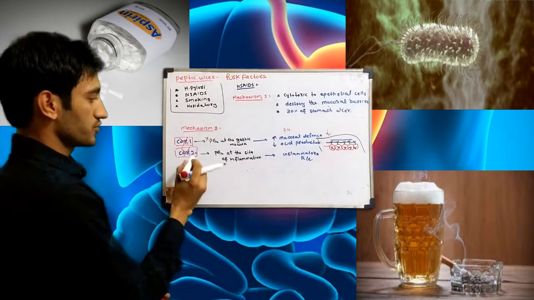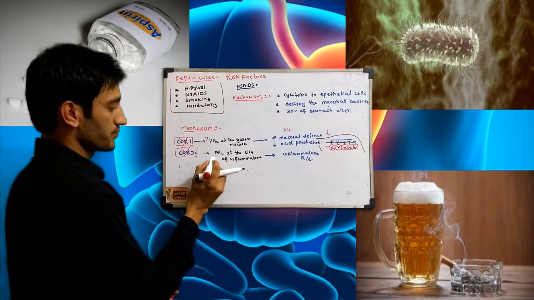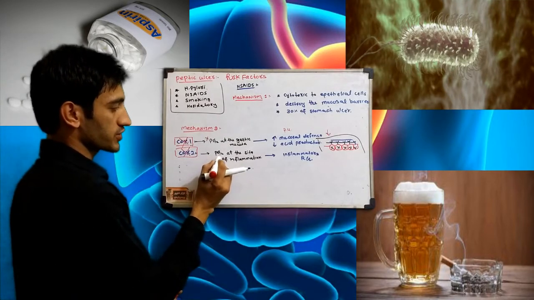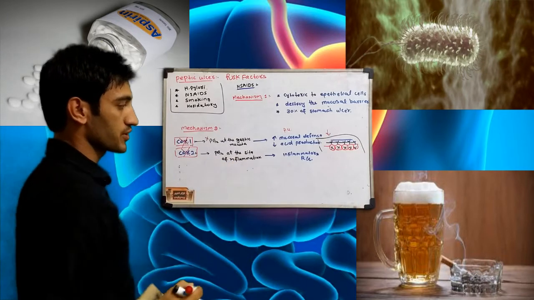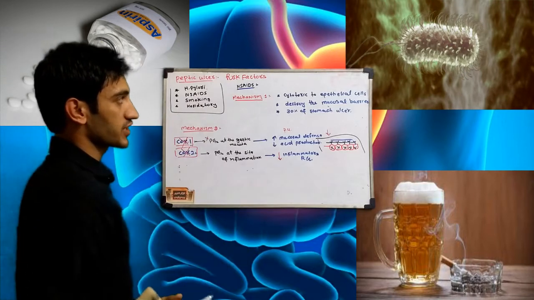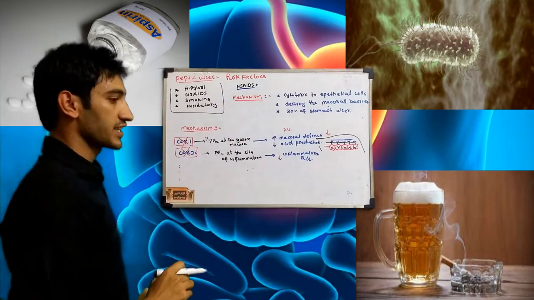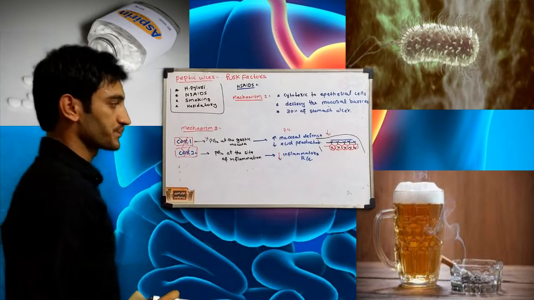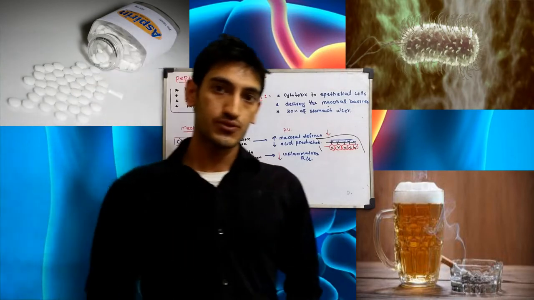And COX-2, when it blocks the COX-2 enzyme, there will be no production of prostaglandins at the site of inflammation. So there will be a reduced inflammatory reaction. That's why they are called non-steroidal anti-inflammatory drugs. Let's review what we talked about.